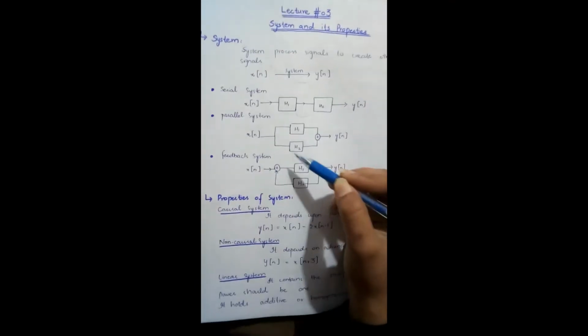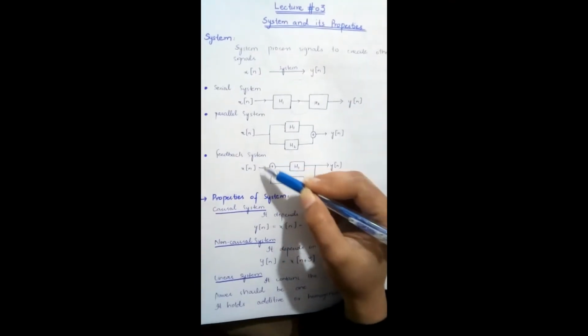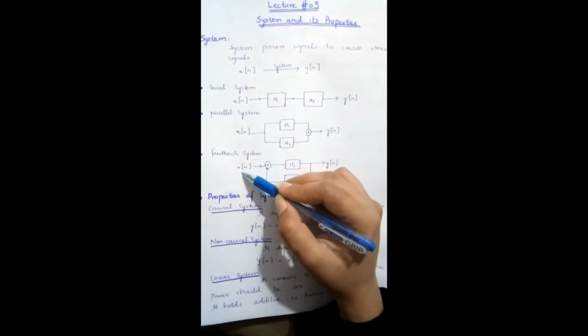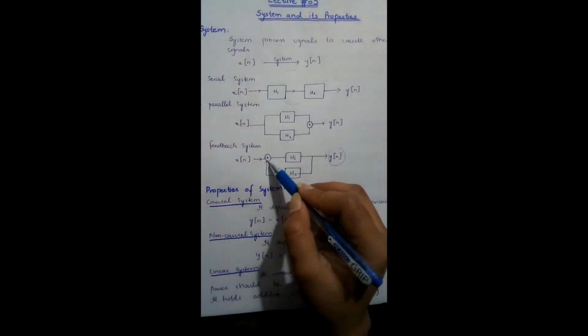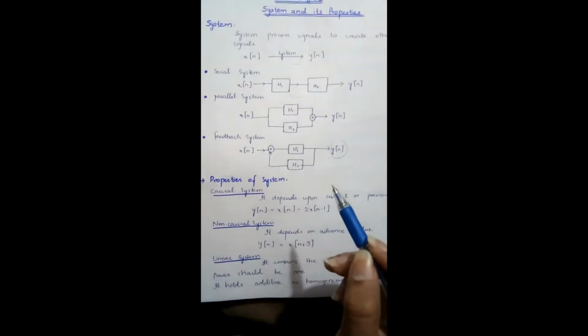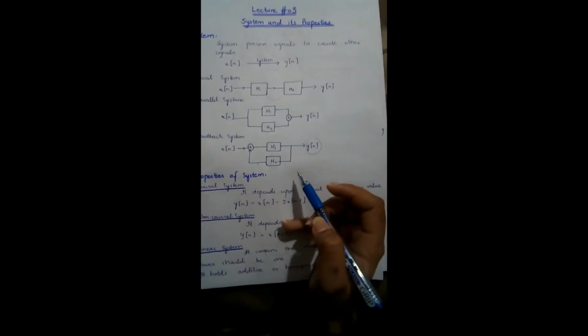Now in the feedback system, this is the input signal x of n, and it passes to the system h1 of n and creates an output signal. From here, some of the output signal is fed back into the input, and the loop starts again and again. Now the properties of the system.